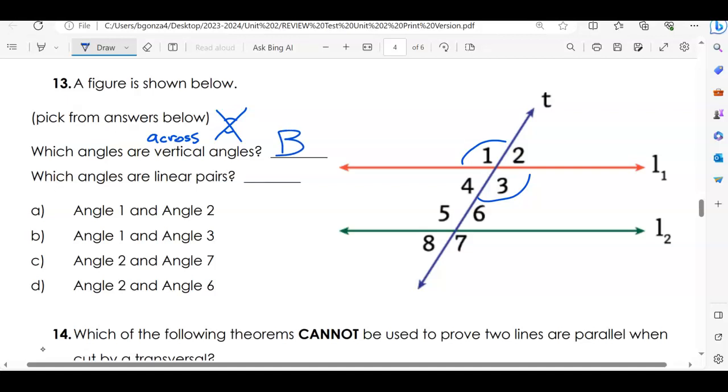What about 2 and 7? 2 and 7, no, those are same side exterior, so not that. 2 and 6 are corresponding, it's not that. Okay, so now the second question, what are linear pairs?